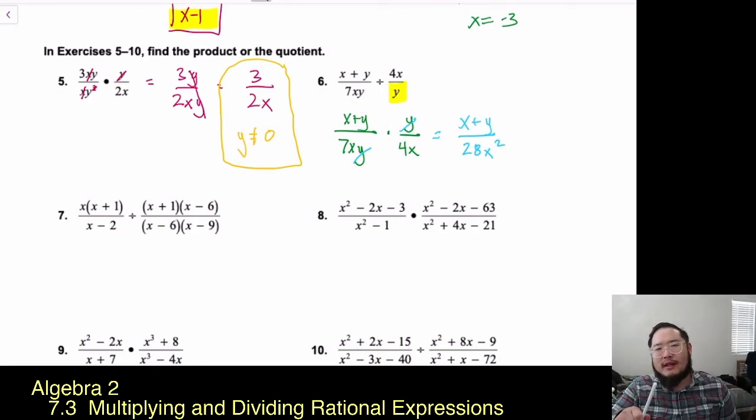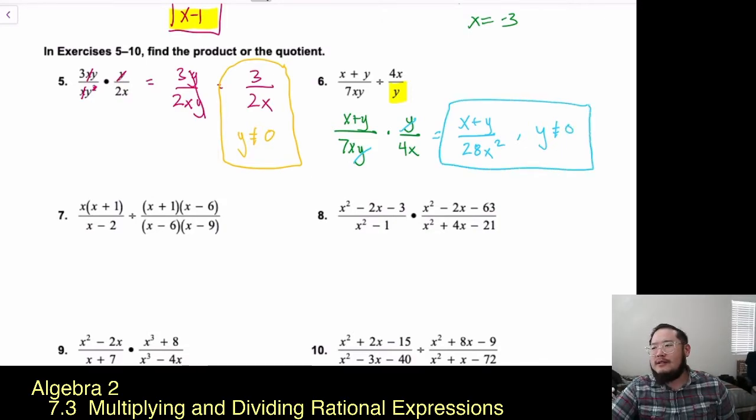Except, remember that little disclaimer I gave in the beginning. Now we don't have y in the denominator anymore, and so I must also include the fact that y cannot equal 0. And now I have my answer. All right, so there we go with that. Next up, taking a look at number 7.